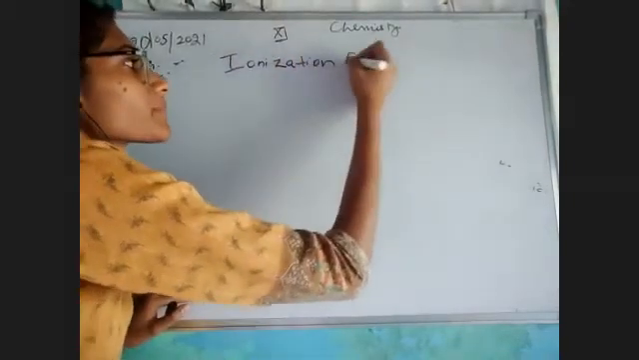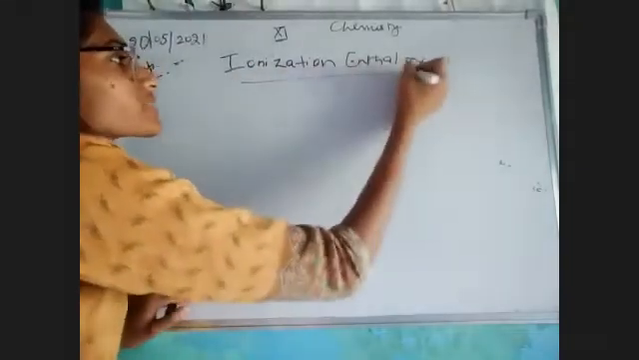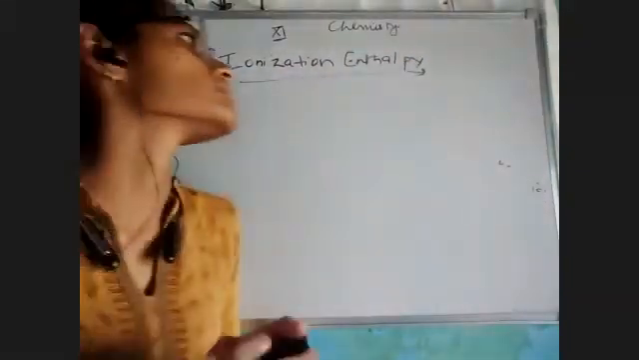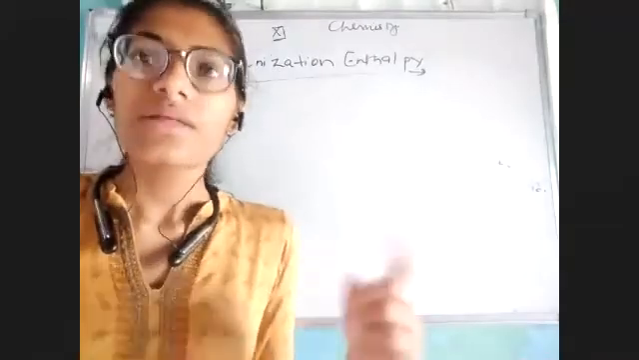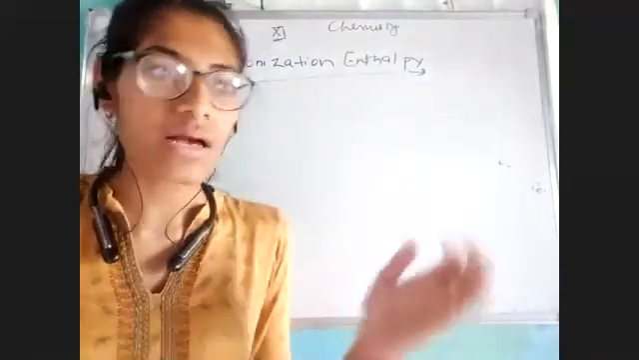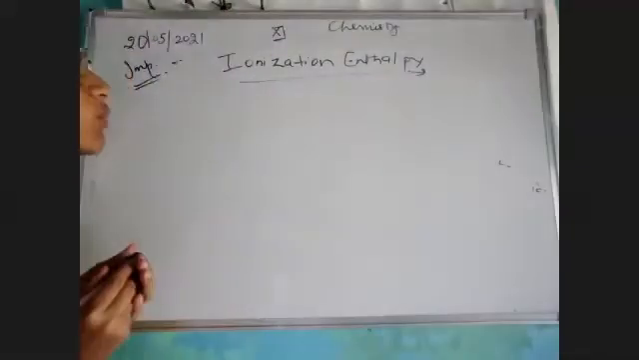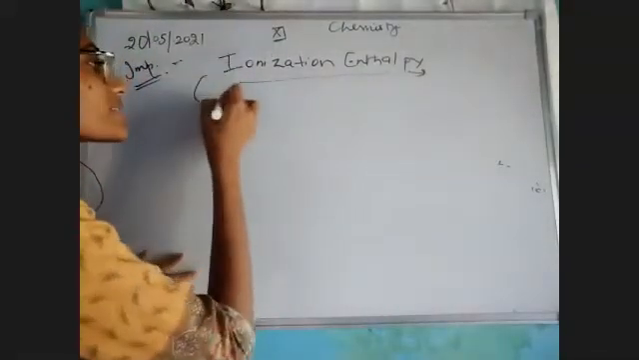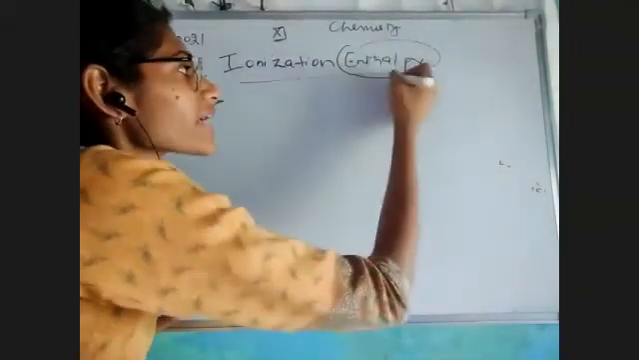Ionization enthalpy. Okay, the first point is what actually the ionization enthalpy wants to convey to us. What is the definition of ionization enthalpy? Then we would move with the trend. Across the period, is it increasing or decreasing? That's our second point. The first point is what's the definition of ionization enthalpy. Enthalpy means energy.